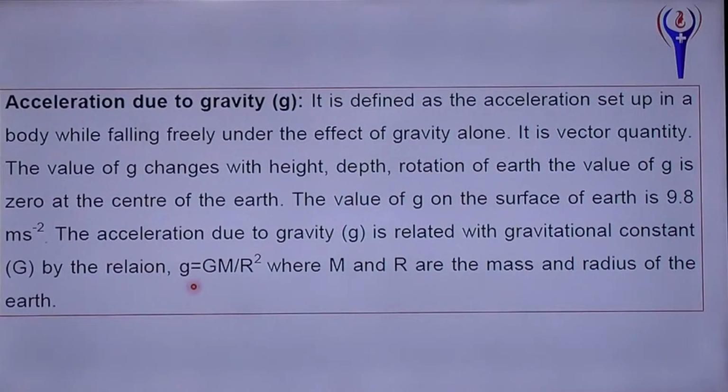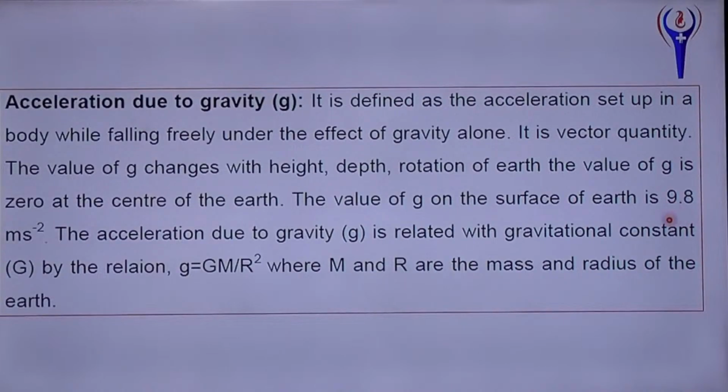Small g is the acceleration due to gravity. Capital G is the universal gravitational constant. M is the mass of the earth and R is the radius of the earth. The value of g on the surface of the earth is 9.8. Capital G is 6.6 into 10 power minus 11. It is constant throughout the universe, and the value of g differs from one planet to another planet.